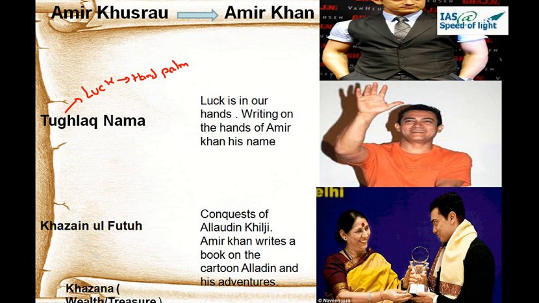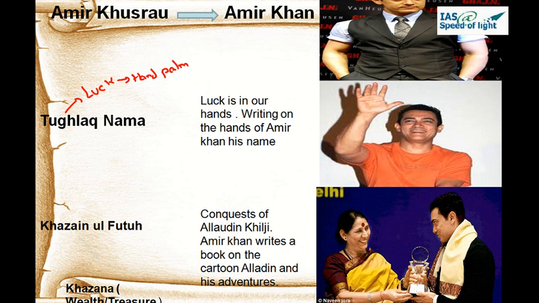So he wrote a book Tughlaq Nama. Nama is name. So Amir Khan in this picture, if you see, he is writing his name on his hand palm. Just see a picture in your mind where he's writing his name on his hand palm. So Tughlaq Nama: Tughlaq is luck, luck is hand palm, and writing name on hand palm. Who is doing that? It is Amir Khan. So Amir Khusro, the first book we are linking with him is Tughlaq Nama.